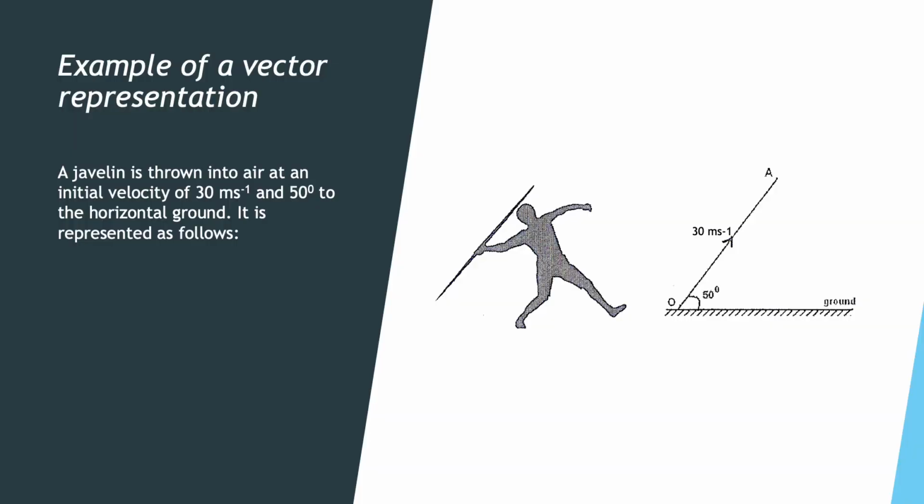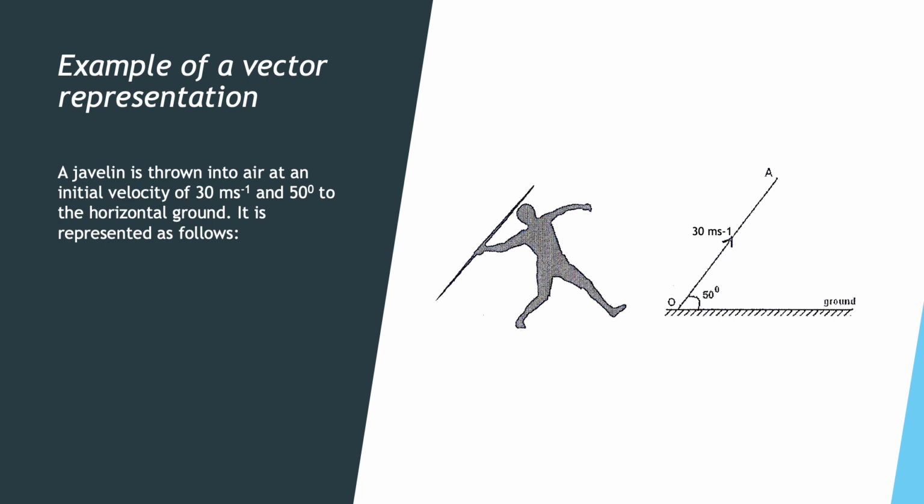Example of a vector representation. A javelin is thrown into air at an initial velocity of 30 meters per second and 50 degrees to the horizontal ground. It is represented as follows. First we have to draw a horizontal line and then we have to mark using protractor 50 degree and we have to draw a vector with velocity of 30 meters per second.